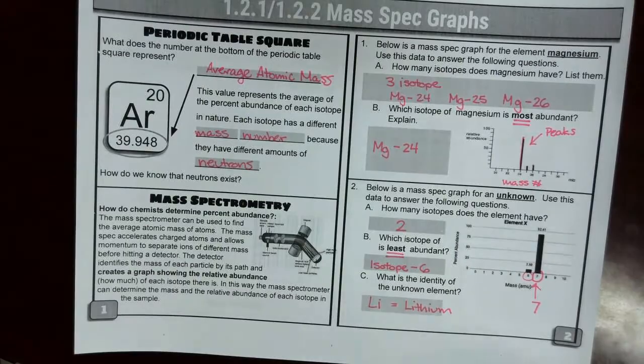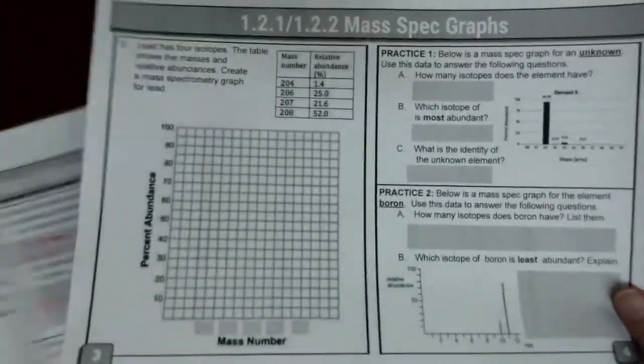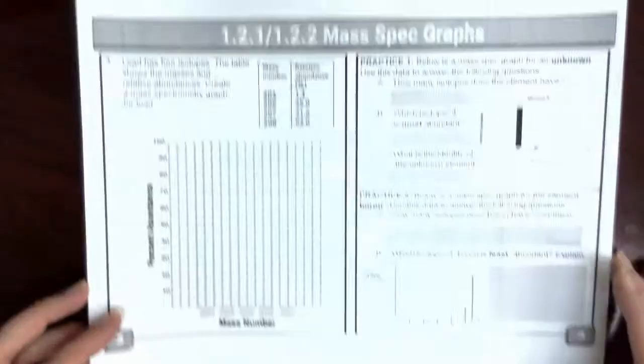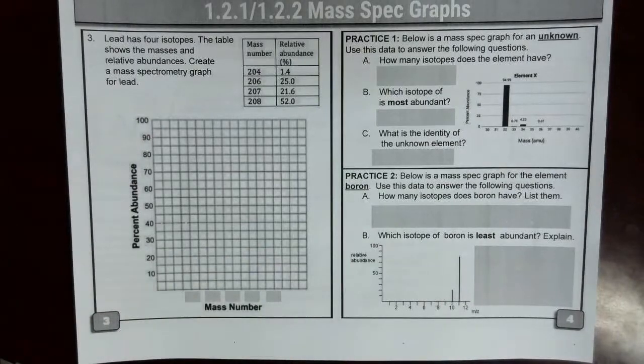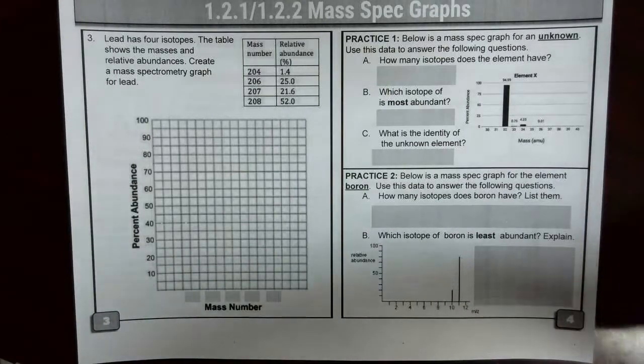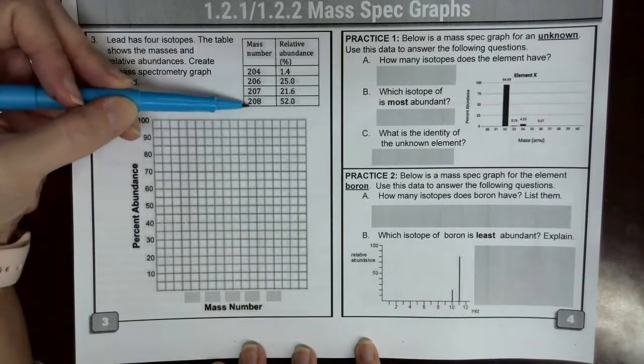Okay, so Li is called lithium. All right, so we've got some more work on the back. If we take a look here, now we're going to actually make a mass spec graph. The way that we do that is we have mass numbers here: 204, 6, 7, and 8.